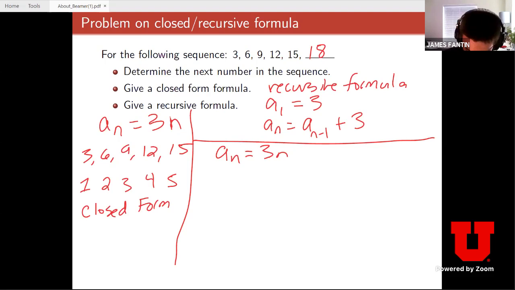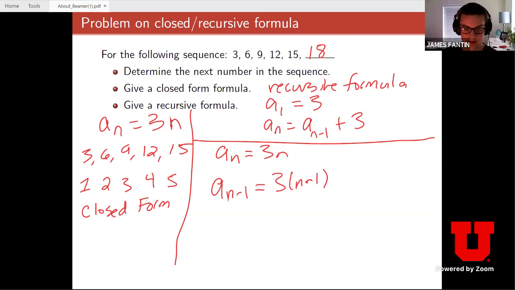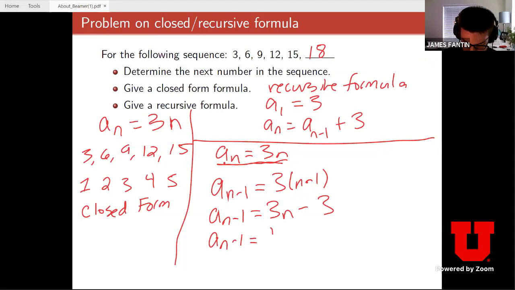Then because we want to find the recursive form, we want to relate this to the previous value. So we know that a sub n minus 1 would be 3 times n minus 1, because remember, n is just a variable, so we can just plug in n minus 1 for that value. If we expand this, we get a sub n minus 1 is 3n minus 3. But we notice we know what 3 times n is equal to. We have it right here. 3 times n is just whatever a sub n was. So we can plug in a sub n for 3n here, and we get a sub n minus 1 is a sub n minus 3.